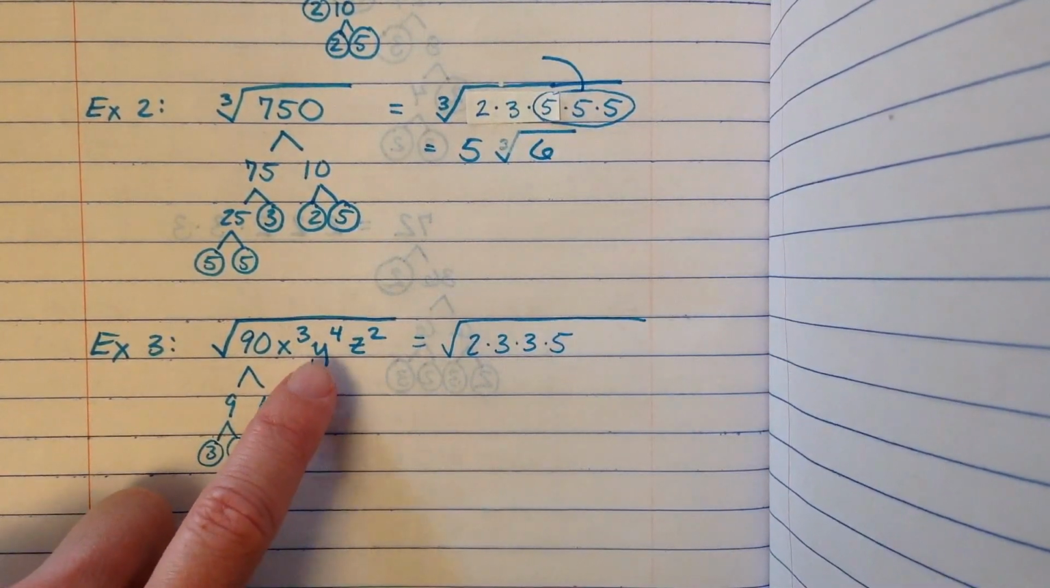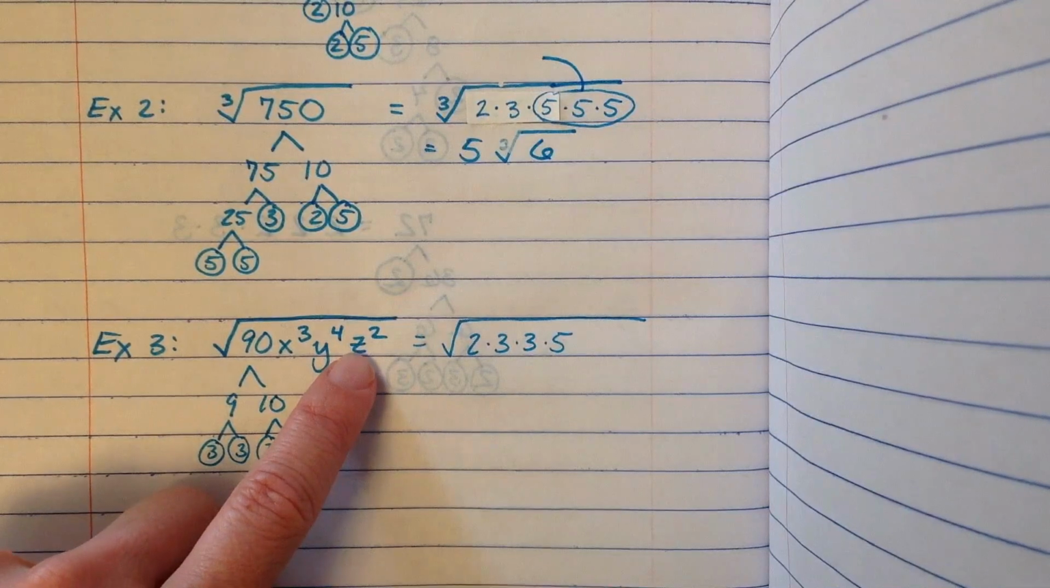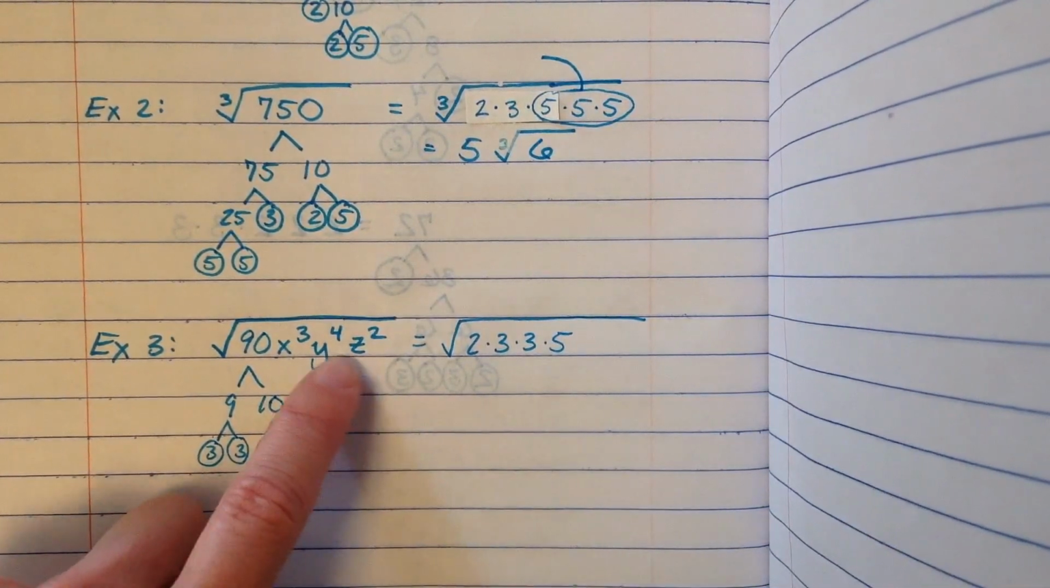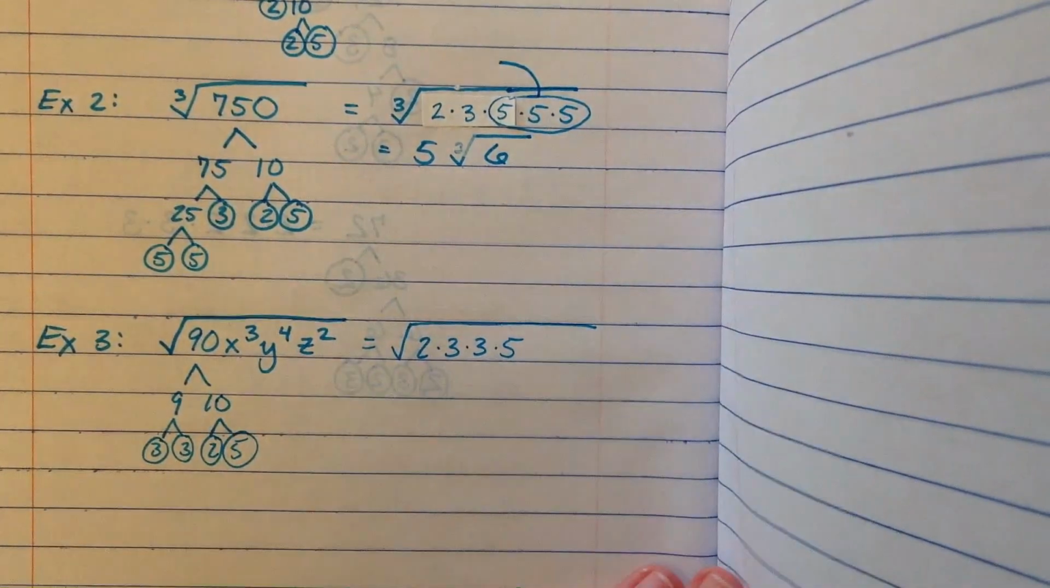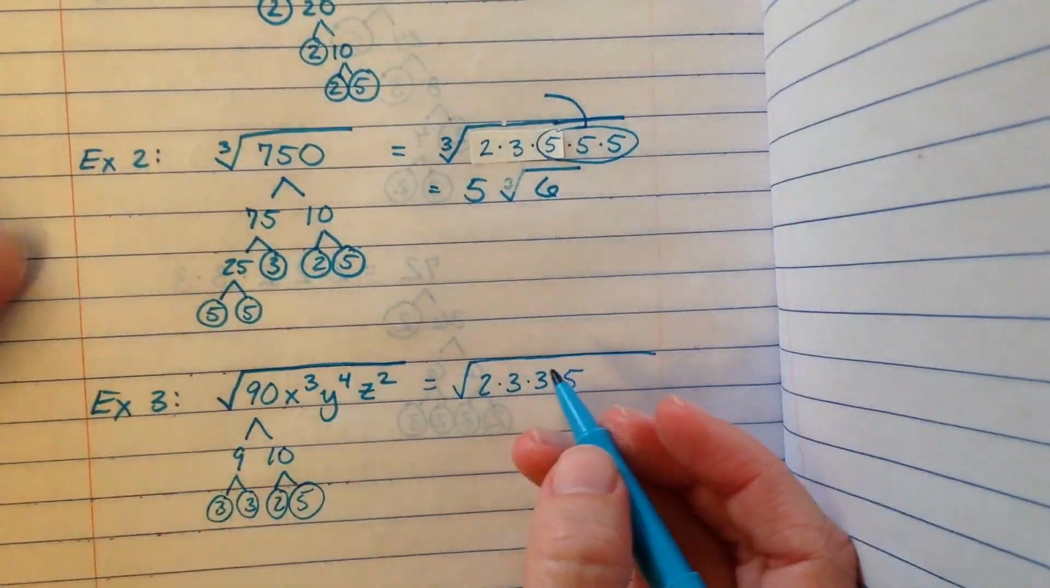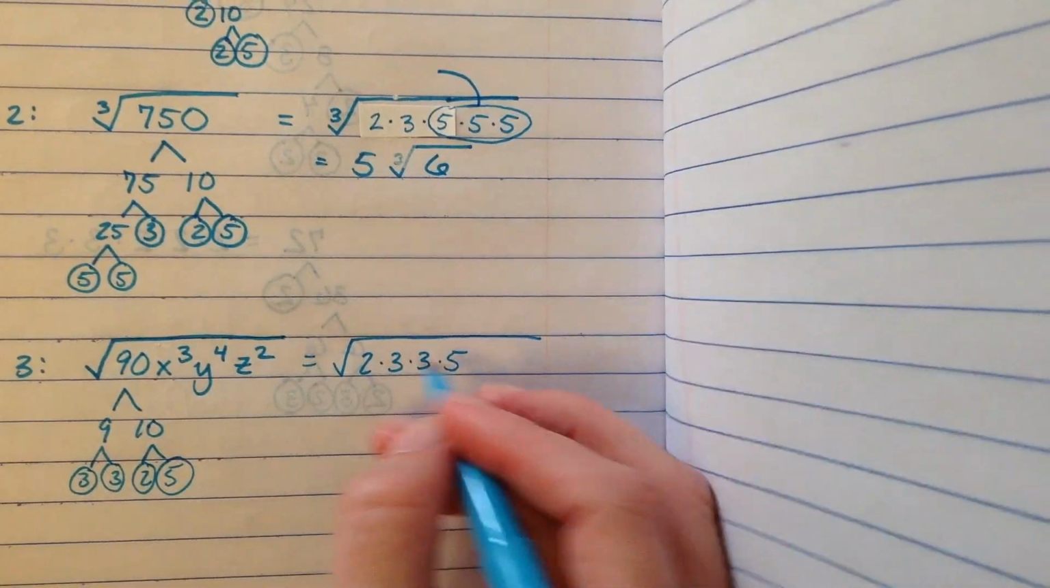That's y times y times y times y. And z squared would be z times z, right? The exponent just tells us how many times to multiply this number. And so because they're not actual numbers, there's no real multiplication to do. It's actually just repeatedly writing that number.